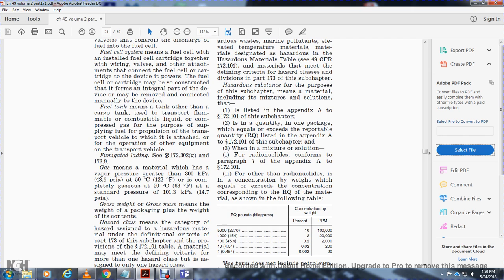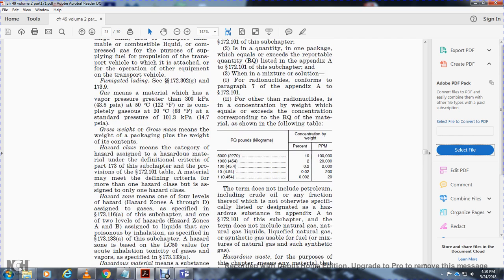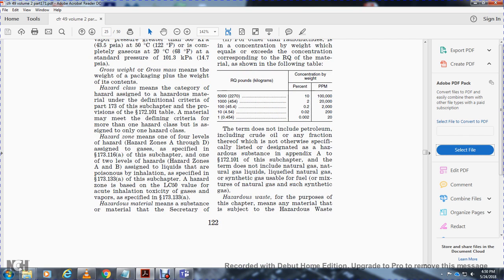Reportable quantities, 22,000. The term does not include petroleum, including crude oil, or any other fraction thereof that is not otherwise specified or listed as designated with the hazardous substance in appendix A 172.101. The term does not include natural gas, liquid natural gas, synthetic gas used for the mixture for fuel or other mixture of the natural gas or synthetic gases.